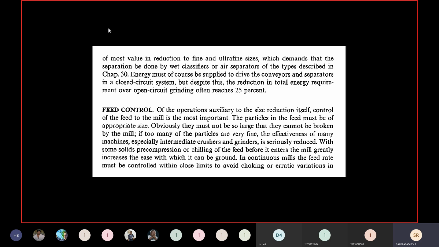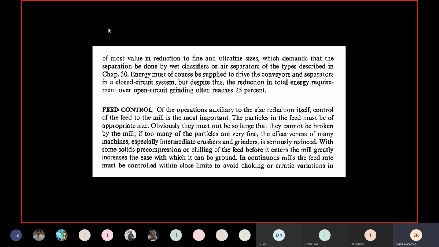With some solids, pre-compression or chilling of the feed before it enters the mill greatly increases the ease with which it can be ground. Suppose we apply some force on the feed, so it is pre-compressed, and you send it to the machine. We have seen many times in chemical technology that before the reactants are sent to the reactor, they are passed through the jacket of the reactor to pick up the heat of the reaction. Why? Because the heat evolved during the reaction will not be taken by somebody else, it will be used for increasing the temperature of the raw materials, which is a very good thing for energy consumption.